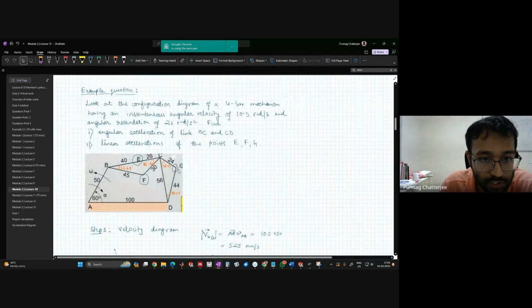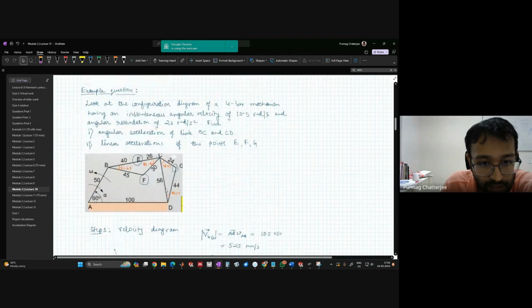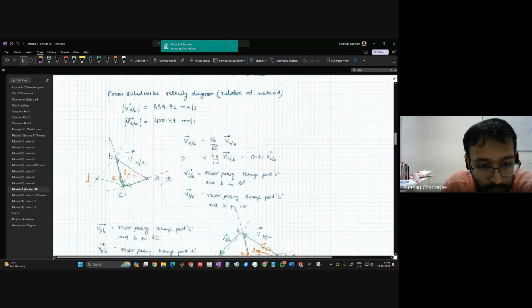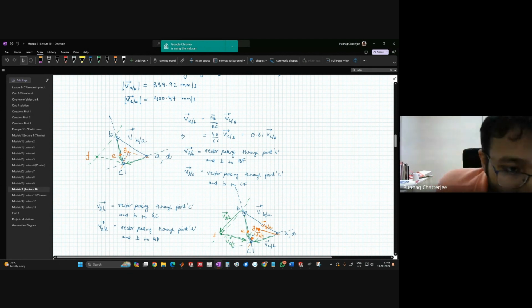Let's see, here's velocity G. So velocity of G with respect to C will be perpendicular to this line GC, and passing through the point C. We don't know the magnitude yet. At the same time, velocity of G with respect to D can also be located. It's going to be perpendicular to this line GD and passing through D. So we know D, we draw this perpendicular to GC, and wherever they meet, that is my point G.